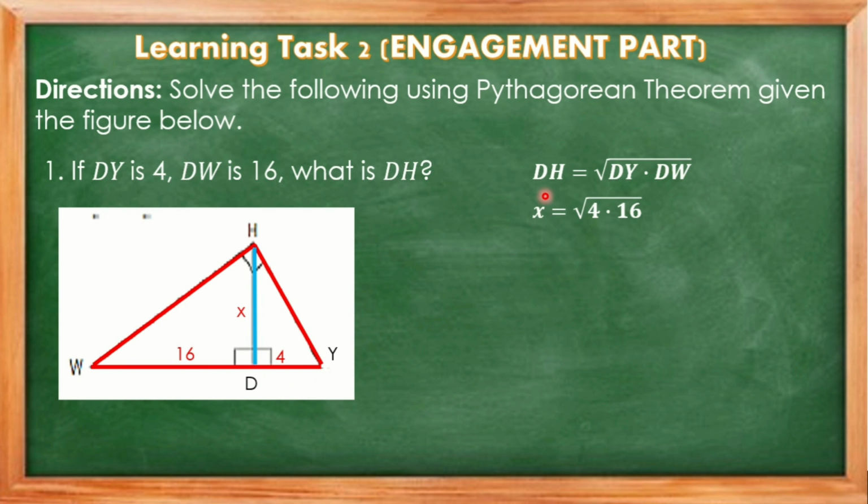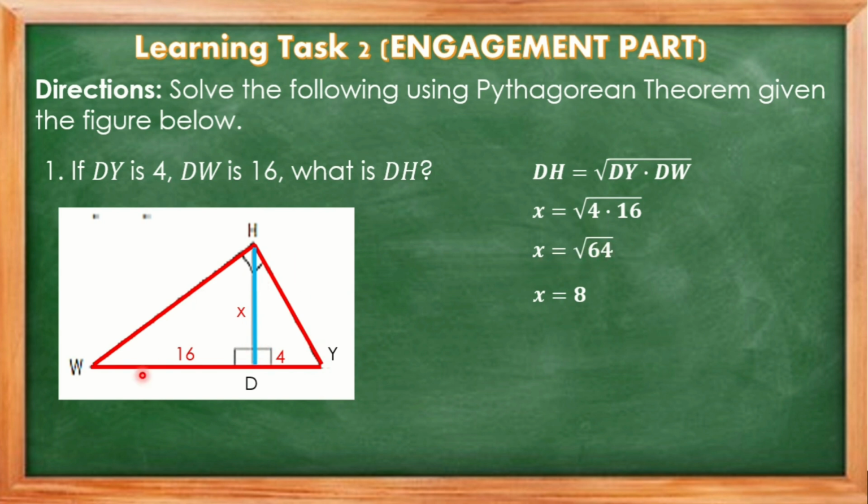Okay, so substitute lang natin. So, yung DH natin is x. And then, yung DY is equal to 4. And then, yung DW is equal to 16. Okay, so, kukunin natin yung product ng 4 at saka 16. So, 4 times 16 is equal to 64. Or the square root of 64 is equal to 8. So, dalawa yung sagot dyan dapat. So, positive and negative 8.